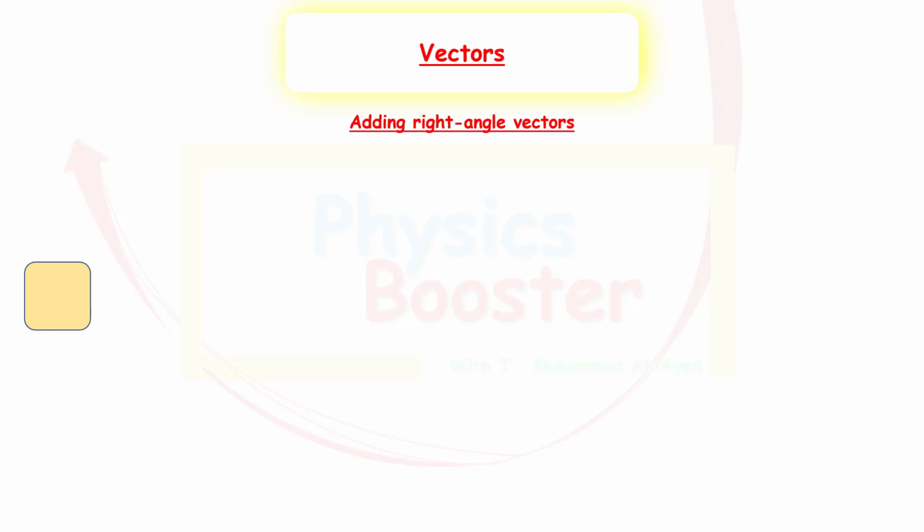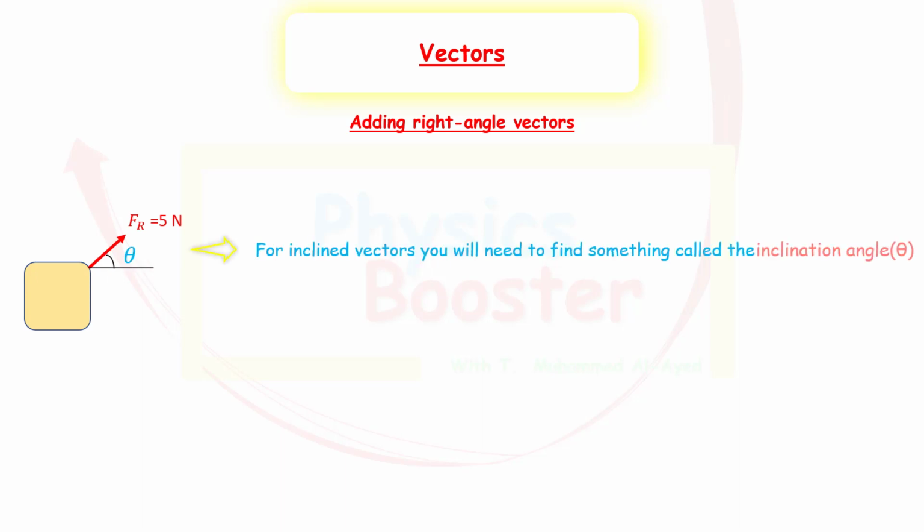Now, how can I describe the direction? You mentioned before that a vector needs a magnitude and a direction to describe it. So how can I describe the direction? Well, it's going to be described using something we call the inclination angle. So for inclined vectors, we will need to find the inclination angle. But first of all, we will do a quick reminder on some trigonometry.